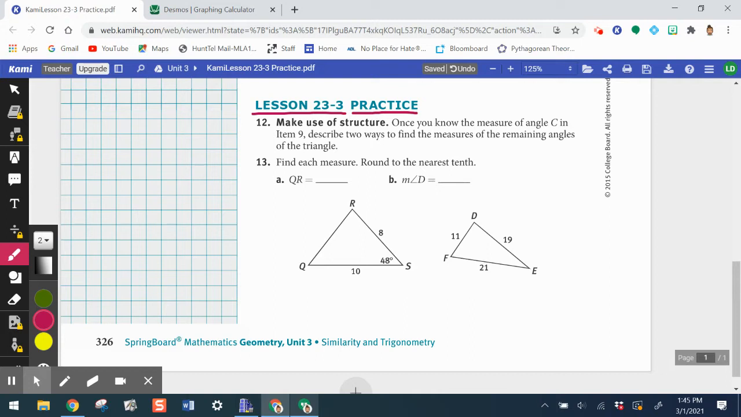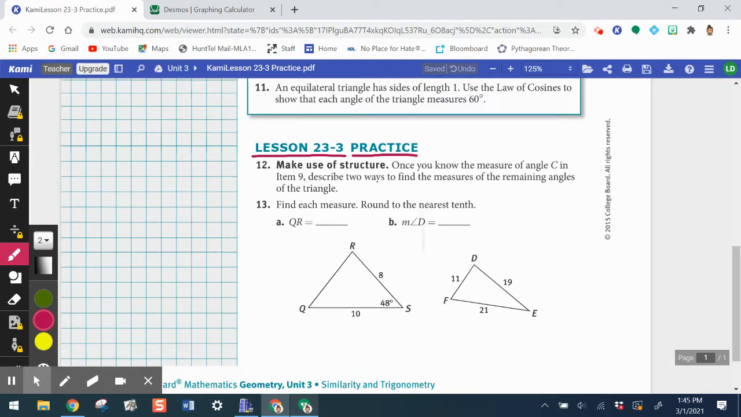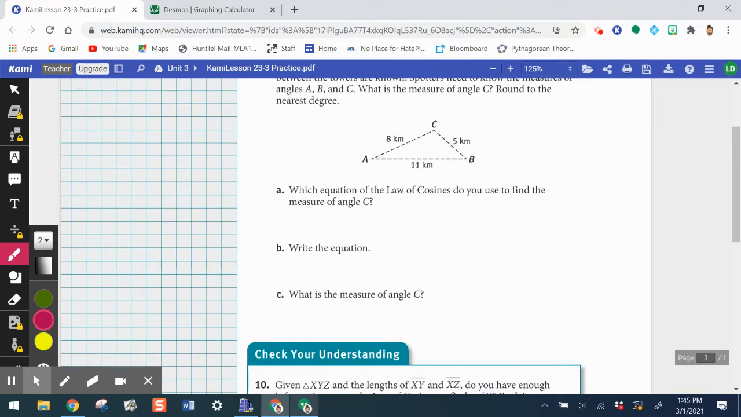It says, once you know the measure of angle C in item 9, describe two ways to find the measures of the remaining angles of the triangle. So going back to that problem, we found the measure of angle C, which was, I believe, 114 degrees. And so they're asking us, what are two different ways we could find the measure of the other two angles? So initially, we can repeat the exact same process we did to find angle C using another law of cosines to either find the measure of angle A or to find the measure of angle B.